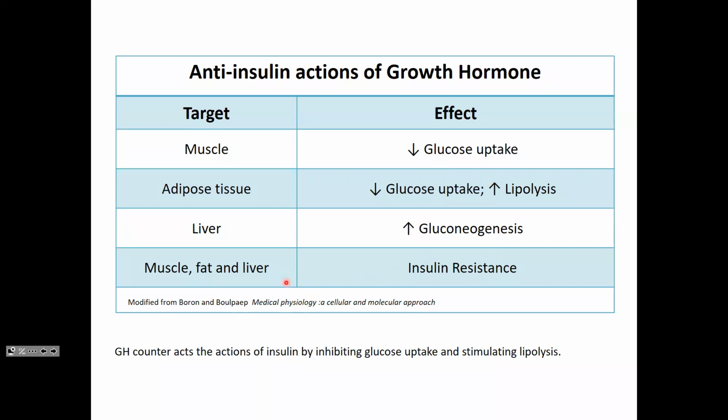of glucose. And in the liver, fat, and muscle, when growth hormone binds to the receptors in those tissues, it makes them more insulin resistant, so they can't respond to insulin. So the net effect of growth hormone is to shift the body's metabolism from glucose utilization to lipid oxidation.